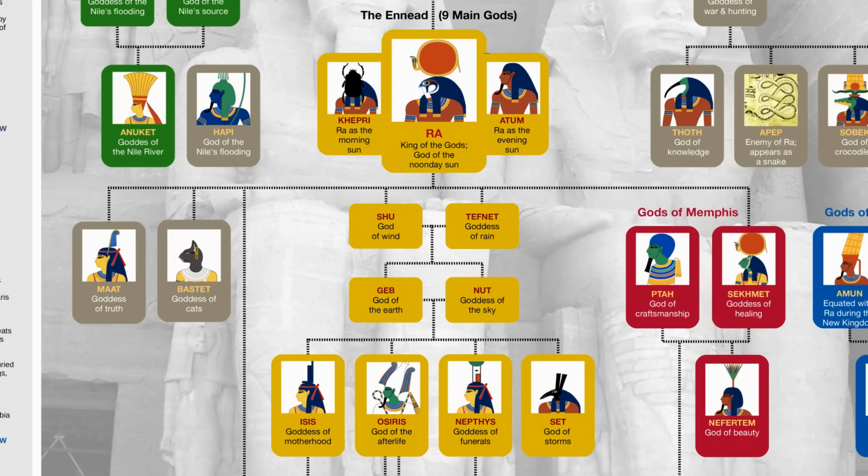Ra was the father of Shu and Tefnut, god of the wind and goddess of the rain. Together, they were the parents of Geb and Nut, god of the earth and goddess of the sky. Note that in European mythologies, earth is usually a mother and the sky is usually a father. But in Egypt, this is reversed. Together, Geb and Nut were the parents of Isis, Osiris, Nephthys, and Set.